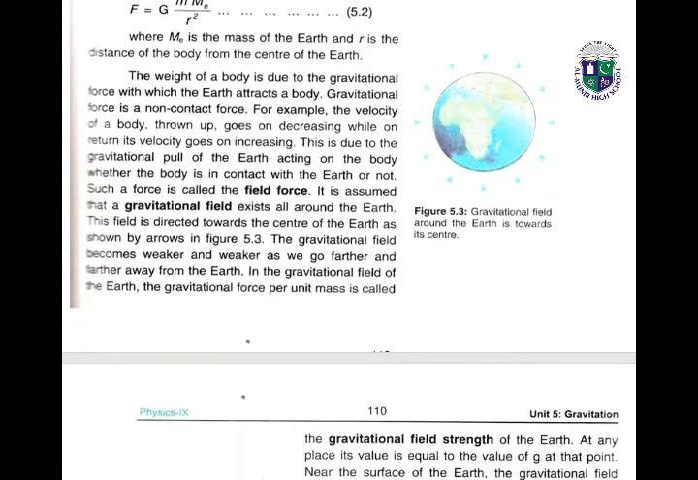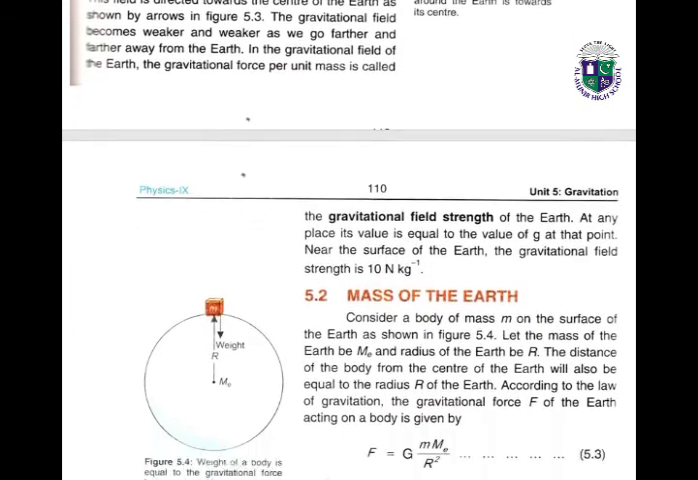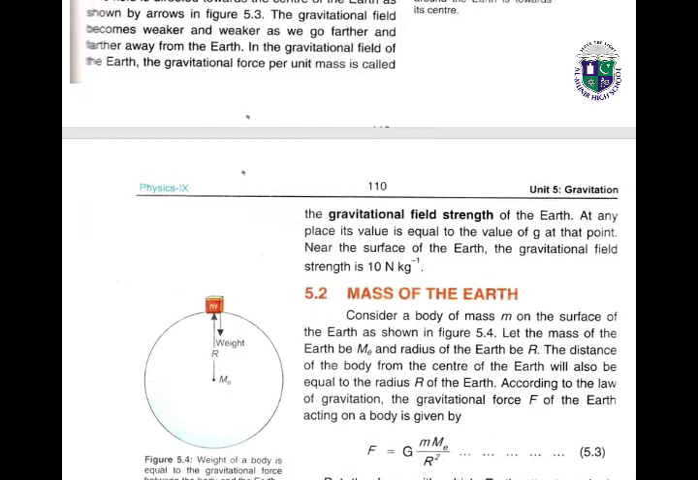Our next topic is the gravitational field strength. What is gravitational field strength, students? In the gravitational field of the earth, the gravitational force per unit mass is called the gravitational field strength. So this is the definition of gravitational field strength. At any place, its value is equal to the value of g at that point. The gravitational field strength is 10 Newton per kg.